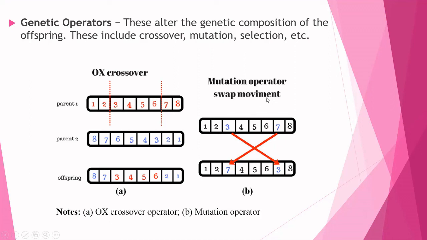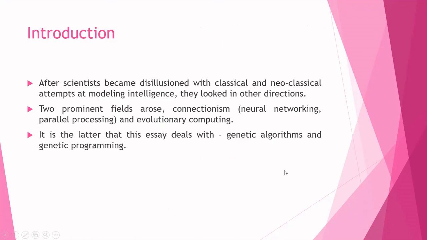At the same time, the mutation operator is a swap movement. This is the stored value, the gene values, the chromosome values, and 1, 2, 3 has come here, 7 has come here. So 1, 2, 7, 4, 5, 6, 3, 8. We'll have a look into the operations in the next lecture.